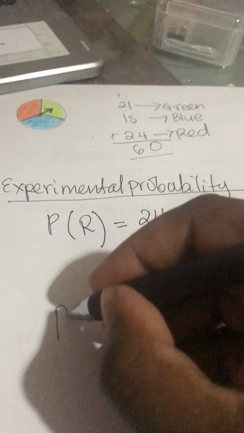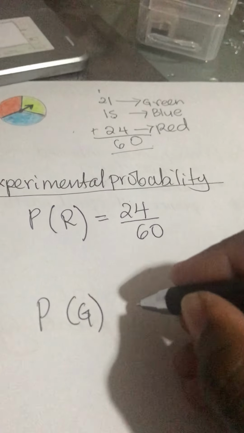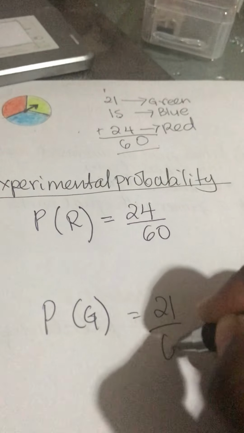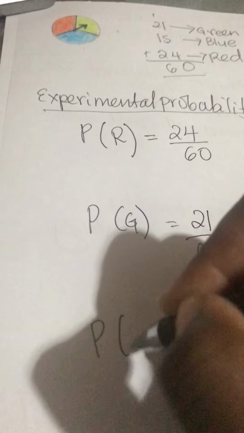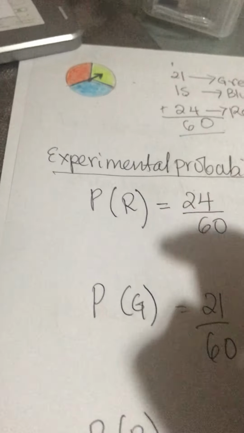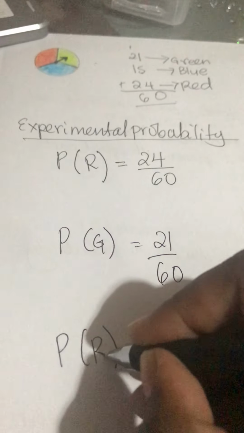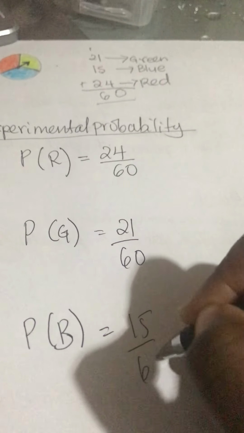The probability for green will be 21 out of 60. And then you simplify that. The probability for blue would be 15 out of 60.